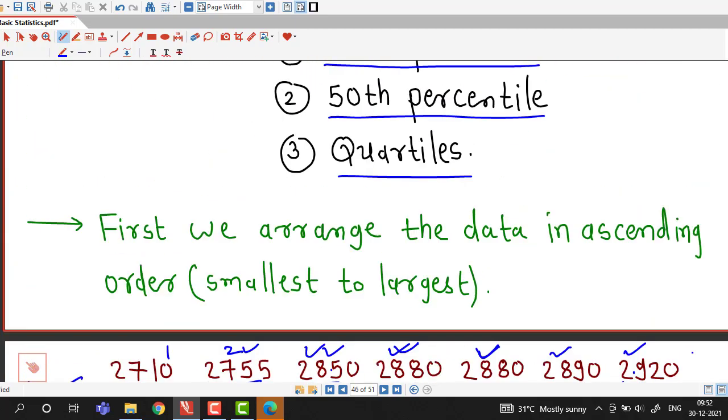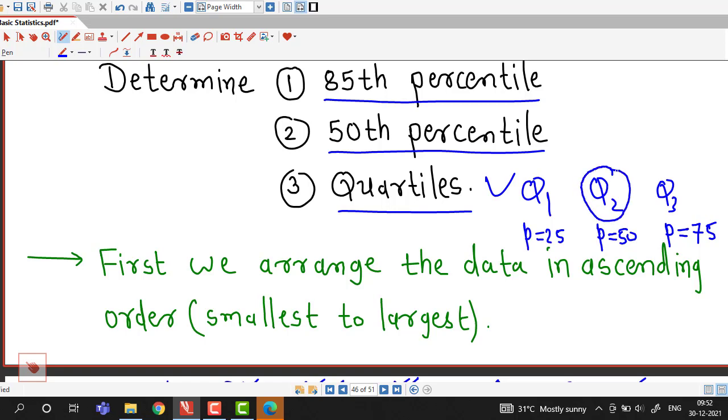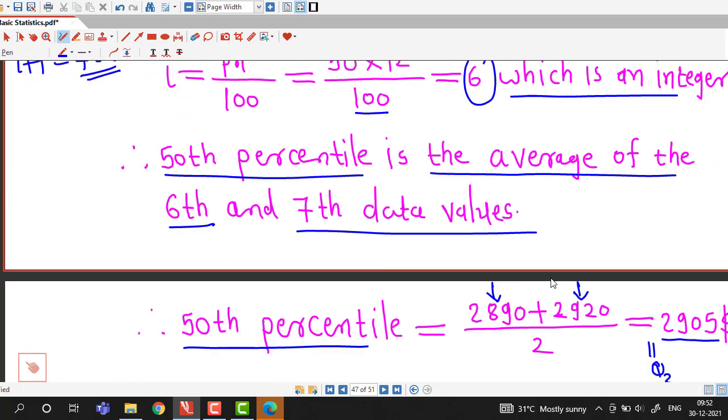Now in this second part we have to find out quartiles. That means we have to find out Q1, Q2 and Q3. We know that Q1 means 25th percentile, Q2 means 50th percentile, and Q3 means 75th percentile. Q2 we have already obtained in the earlier part. So now we find out Q1 and Q3, that is the 25th and 75th percentiles. So again we have the same procedure.